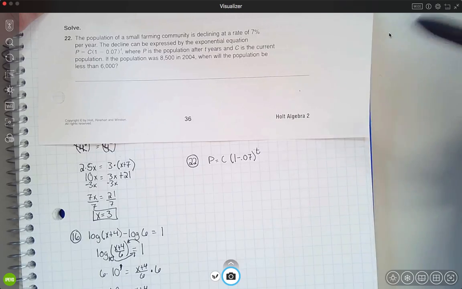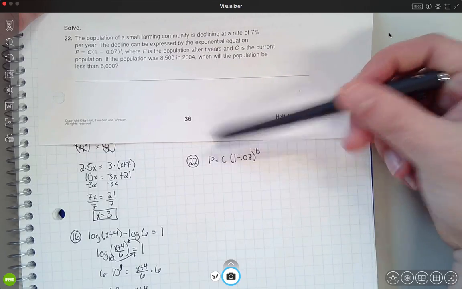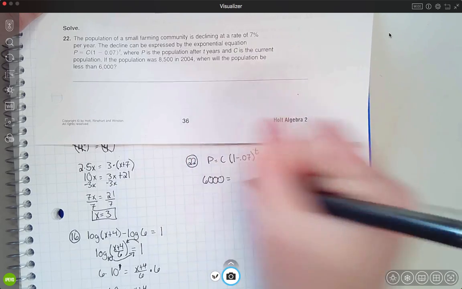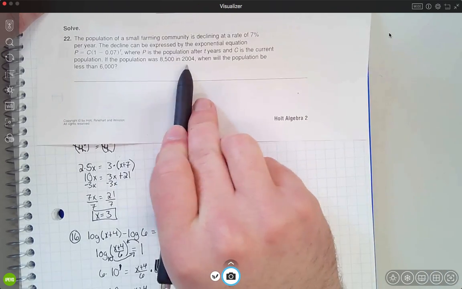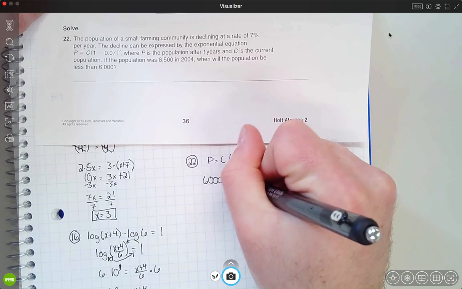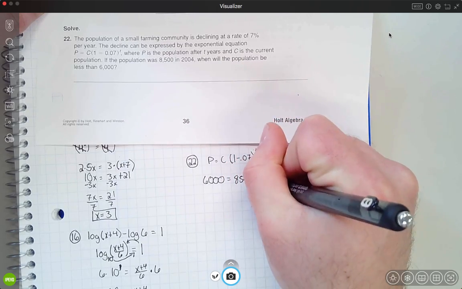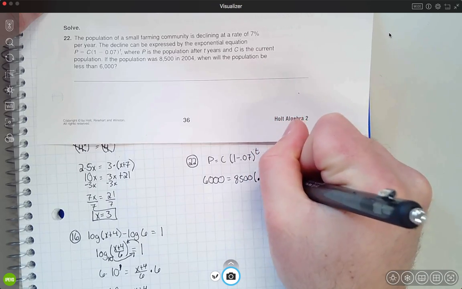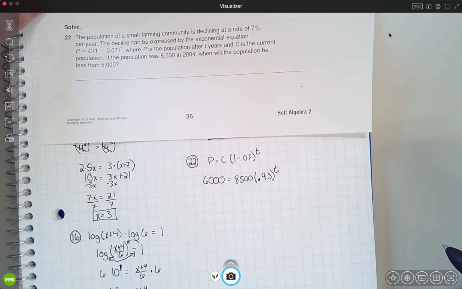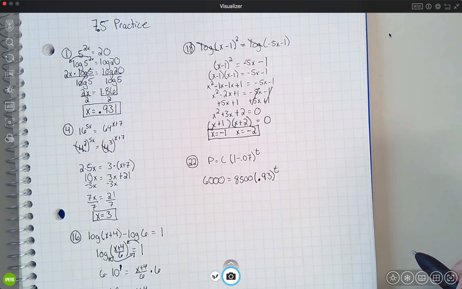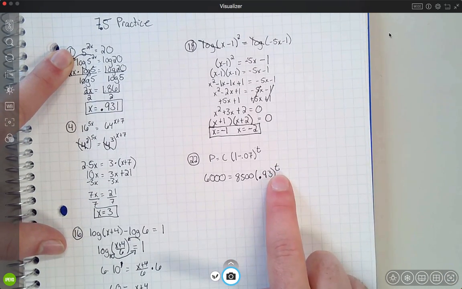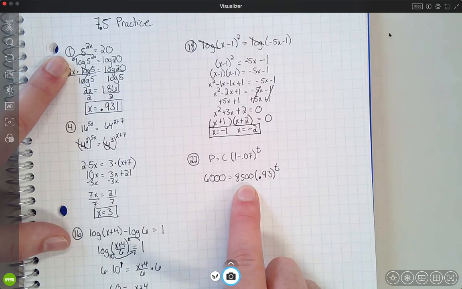So I need to start by plugging in some values here. P is the population I'm trying to get to. That's going to be less than 6,000, so I'm going to plug in 6,000 here. That's going to equal our current population, which I'm going to say my current situation is 2004. So I have 6,000 is equal to 8,500 times, I'm going to simplify this, 1 minus 0.07 is going to be 0.93, to the power of T. Now this becomes an exponential that I need to solve. This exponential is actually fairly similar to number 1 that I did up here, where I have an exponent and I only have one exponent. So I'm going to use logarithms to solve this, but I need to get rid of this 8,500 first.